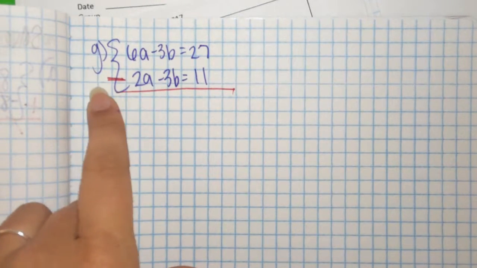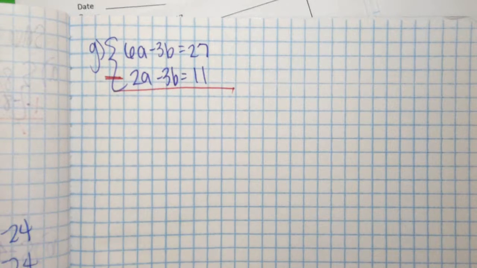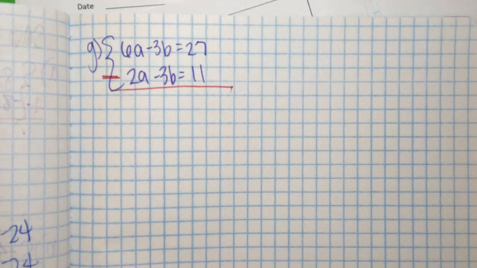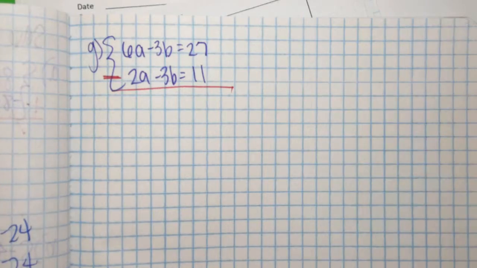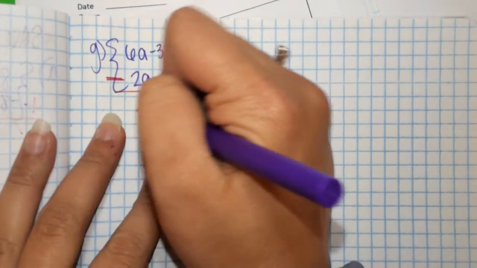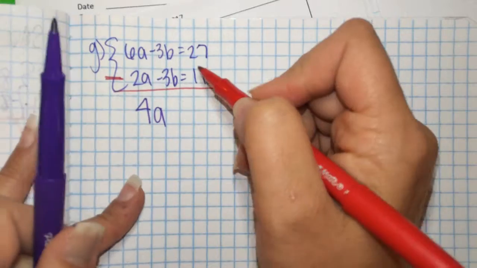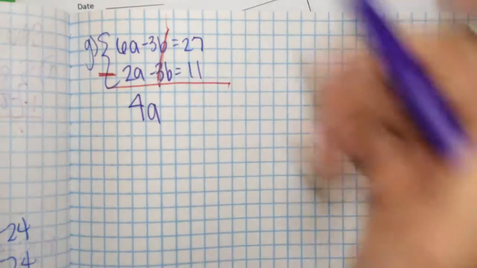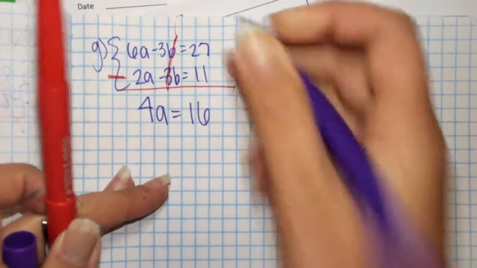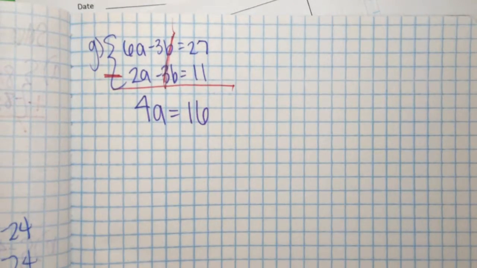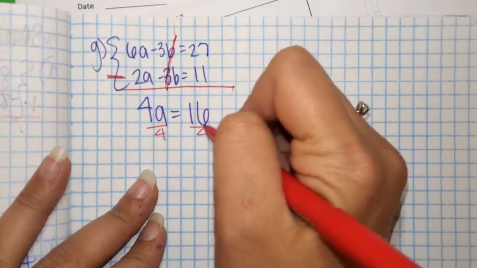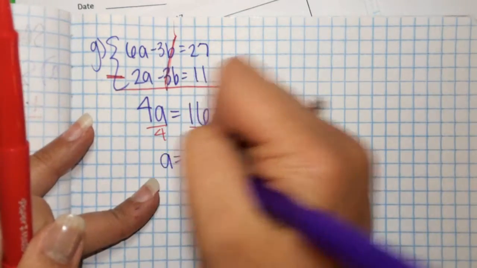Alright, so we're going to subtract because we have the same sign, and we're going to eliminate B because they're the same number. Are you guys ready? 4A equals 16 plus 6A minus 2A gives us 4A. Negative 3 minus negative 3 cancels. And then 27 minus 11 is 16. Divided by 4, so A equals 4.